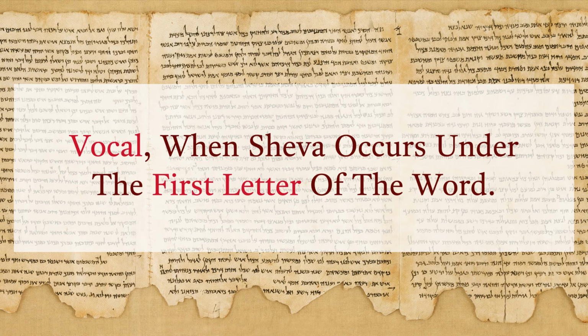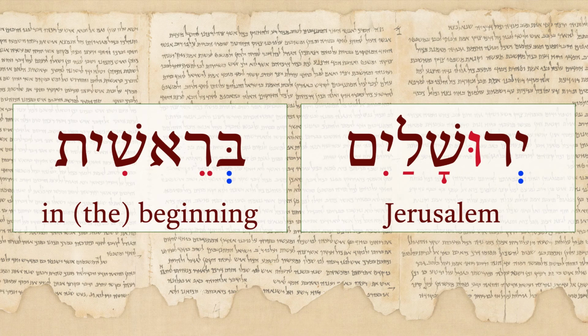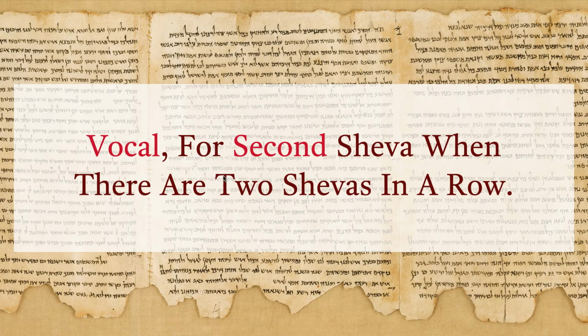Right. And so now we have some vocal cases. The remaining cases are basically vocal. When the Shwa occurs under the first letter of the word, it's always vocal. Yerushalayim, Bereshit. Jerusalem, in the beginning. In both cases, we have Shwa under the first letter.